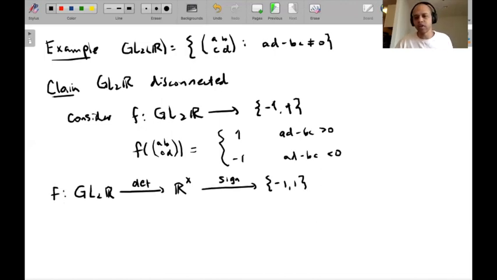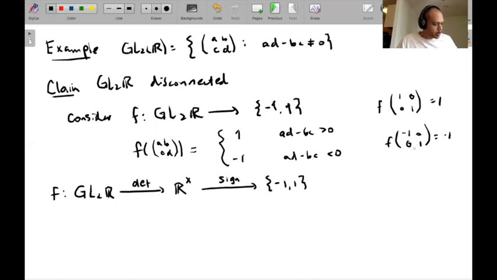And it's surjective because, well, okay, it's not hard to find things that map to, so this has determinant 1, this has determinant -1. So, okay, f of this is 1, f of this is -1. Okay. So GL2R is disconnected. It has 2 pieces, essentially based on whether the determinant is positive or negative.